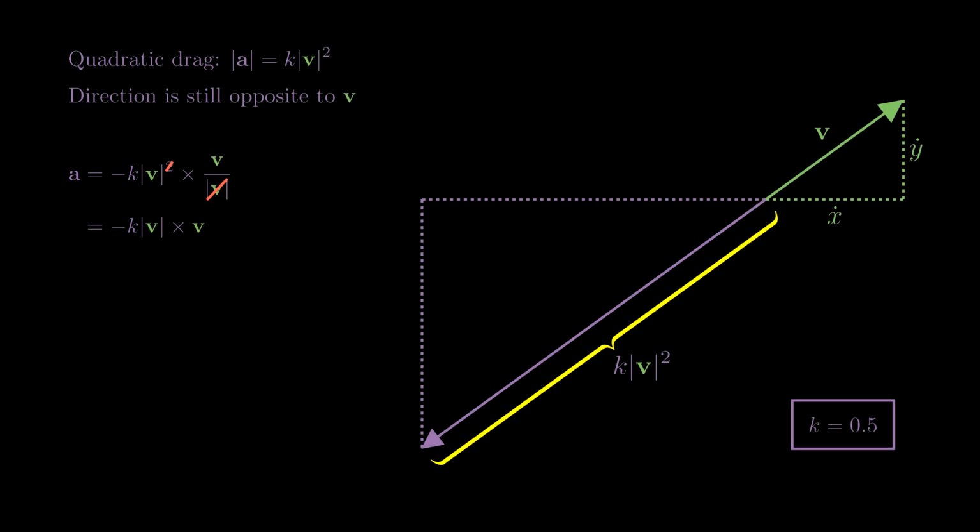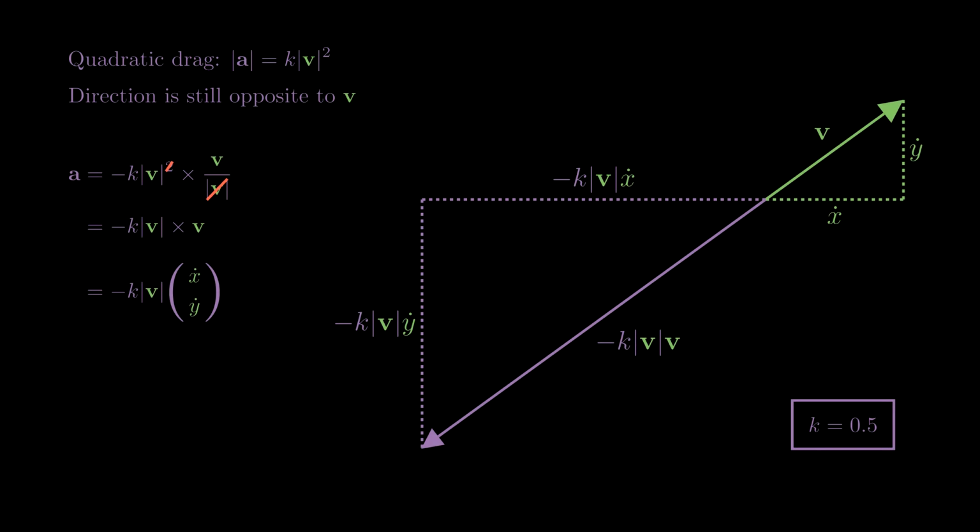That's our scalar. If we want to be a bit more explicit with the vector v, we could rewrite it as x dot, y dot, with the outside stuff again all being scalars. They are all just numbers there, the k and the length of v. So that gives our horizontal and vertical components. The horizontal would be negative k times the length of v times the horizontal speed, x dot. And the vertical is just negative k times the length of v times the vertical speed, y dot. And that gives the final acceleration vector, which is really just the original velocity vector v, but scaled by negative k, and scaled by the length of v itself.